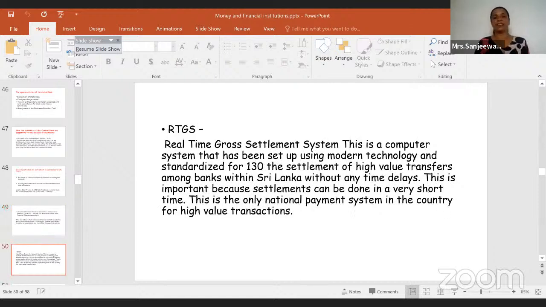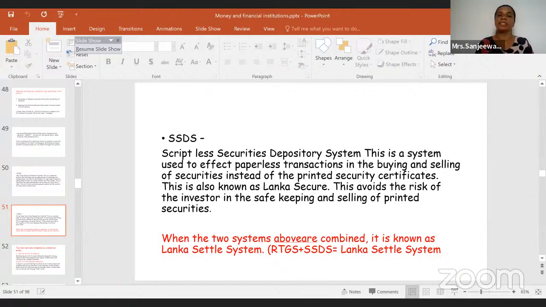Then RTGS, Real-Time Gross Settlement System. It is also a computer system, children, set up using modern technology and standardized for the settlement of high-value transfers. Now remember, real-time gross settlement is for high-value transfers among banks within Sri Lanka, without any time delays. Okay, then there is another thing called SSDS, Scriptless Securities Depository System.